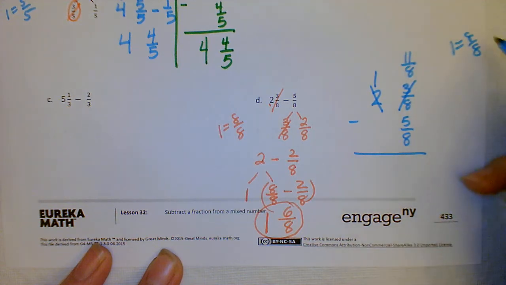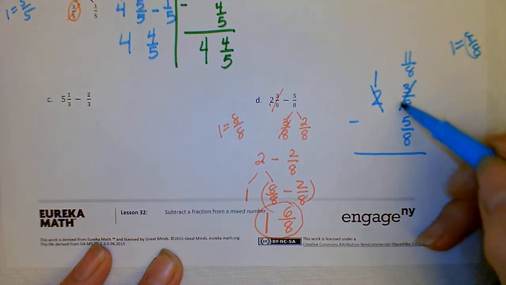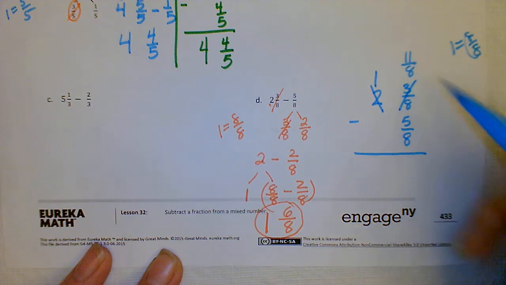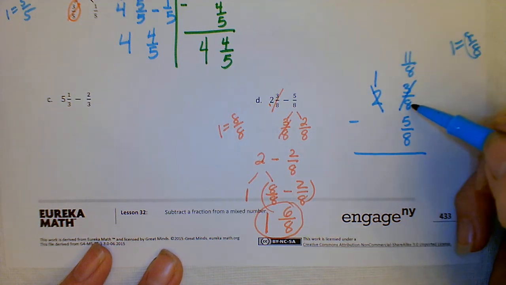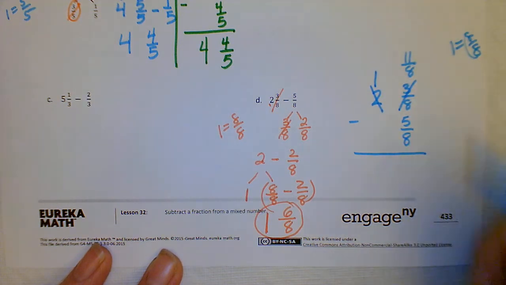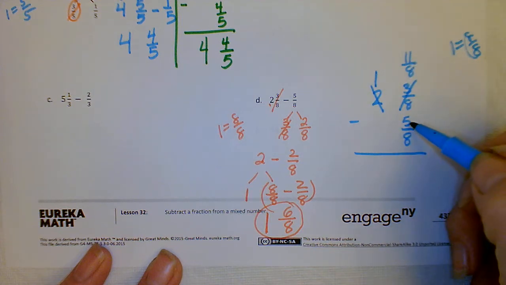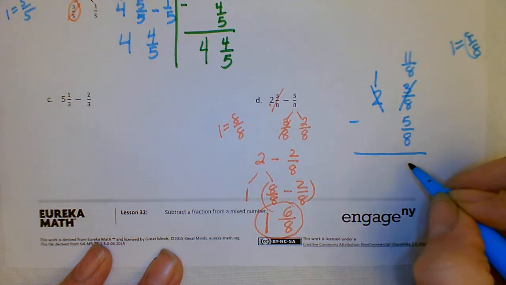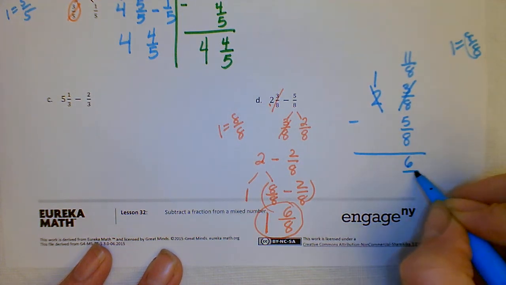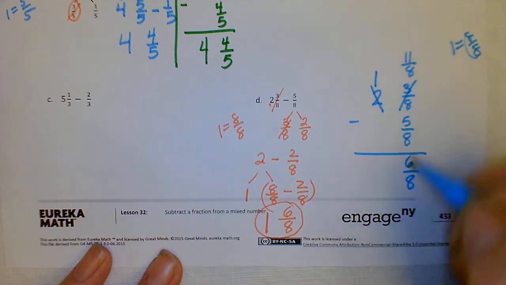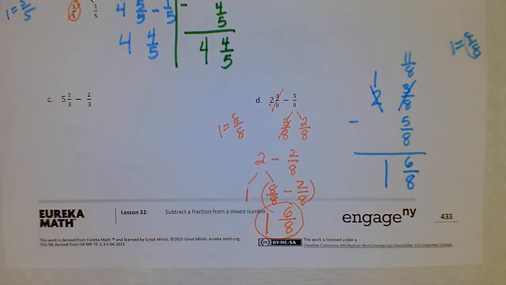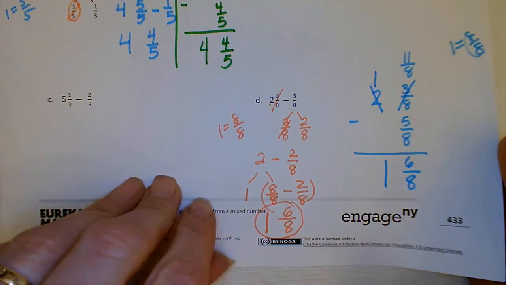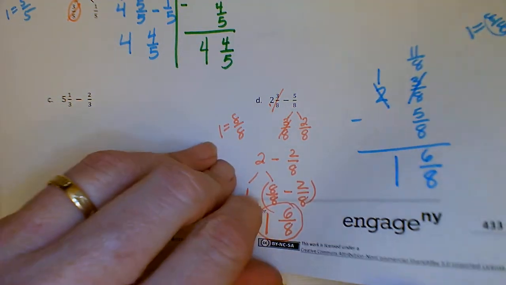And why is that? It's because we're taking 8/8 and adding it to the 3/8. And 8 plus 3 is 11. But again, shortcut it. 3 plus 8 is 11. 11/8. 11/8 minus 5/8, or 11 minus 5, is 6. 6/8. And 1 minus nothing is 1. So there you have it. Two different ways. So let's go take a peek at the next page.